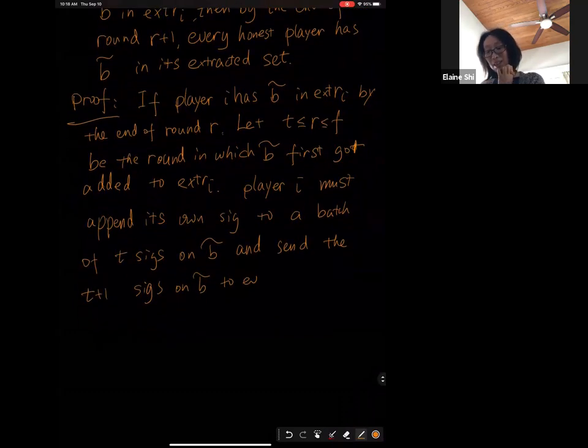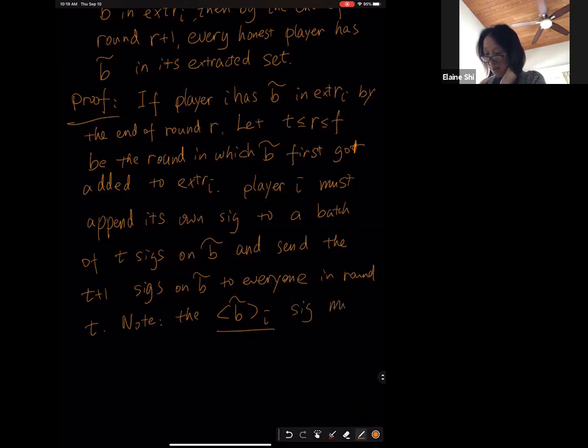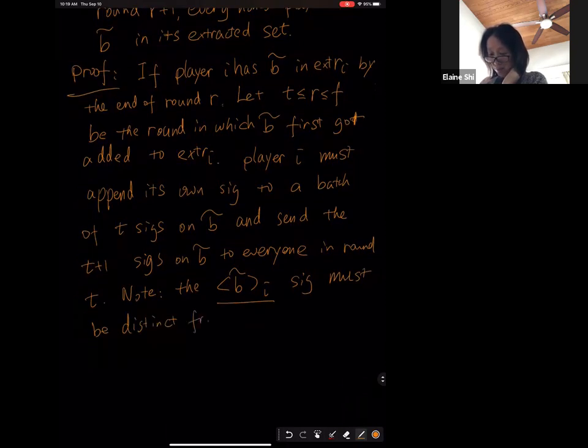T+1 signatures on B tilde to everyone in round T. And it is important to note that this signature on B tilde by the ith player must be distinct from all the T signatures player I has seen at the beginning of round T.